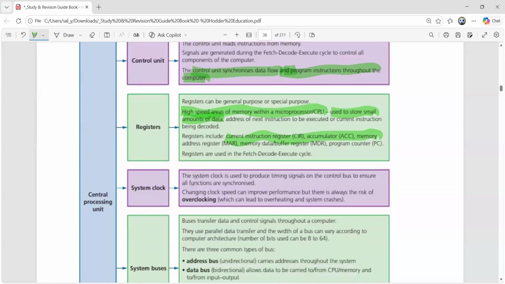Another important component of my processor is the system clock. Just like the clock, what is a clock doing? Like right now, it's maybe 5 o'clock, so I know that's 5 o'clock. After 10 minutes, it will be 5:10. Similarly, the system clock is doing something similar. It is producing the timing signals, and these timing signals are there to ensure smooth functioning of the microprocessor.